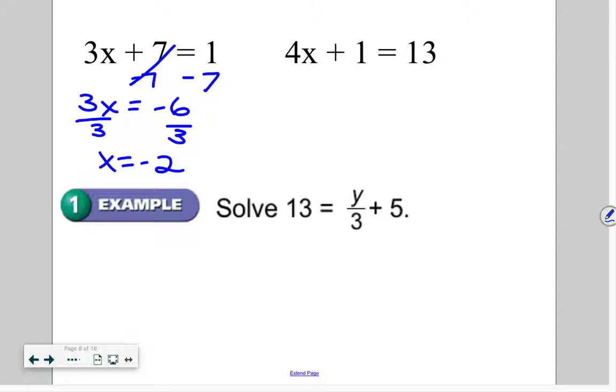4x plus 1 equals 13. What's the first thing we're going to do there? Subtract 1. 4x is going to equal 13 minus 1 is 12. Undo multiplication. Opposite of multiplication is division. So divide both sides by 4. X is going to equal 3.